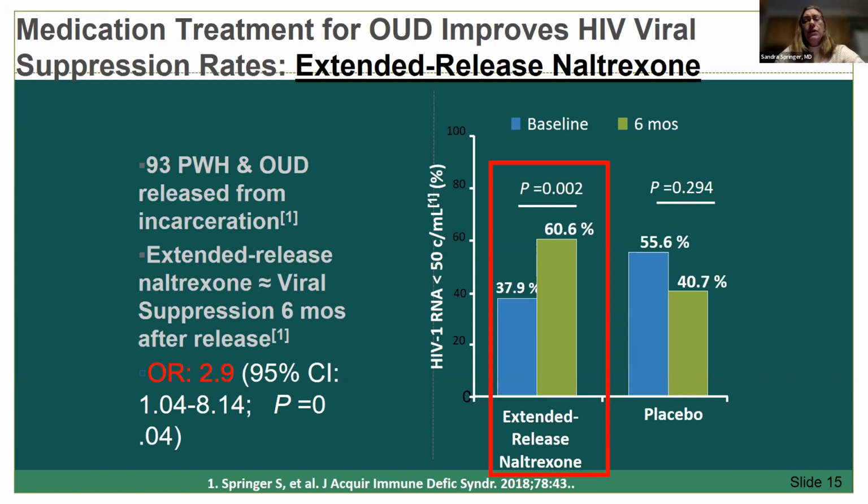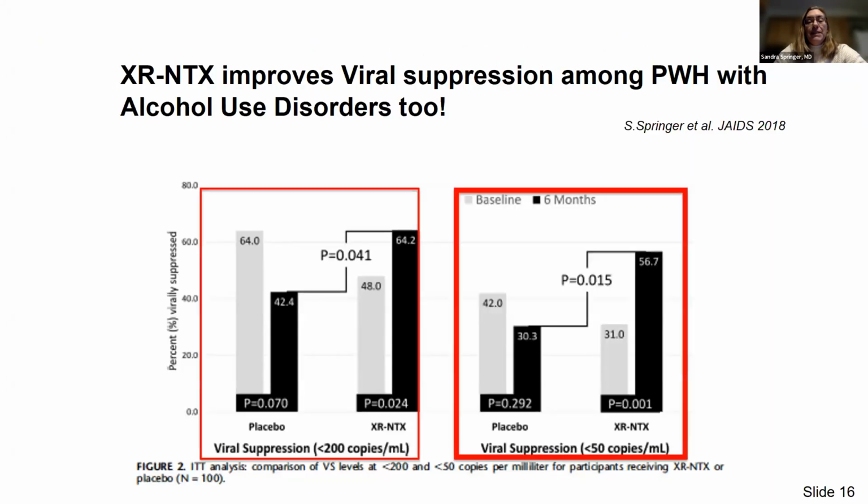And you can see that those who received extended release naltrexone improved their likelihood of achieving viral suppression, again, at less than 50 copies per milliliter, compared to those who had received placebo. So this idea that integrated treatment of opioid use disorder can improve HIV outcomes. Next slide, please.